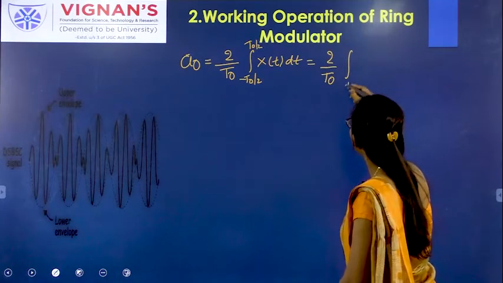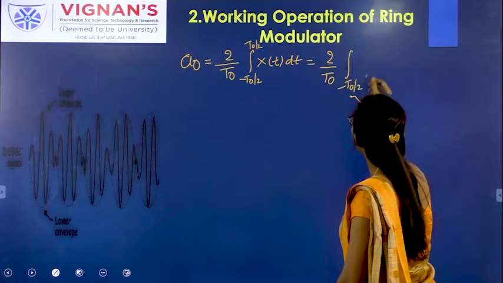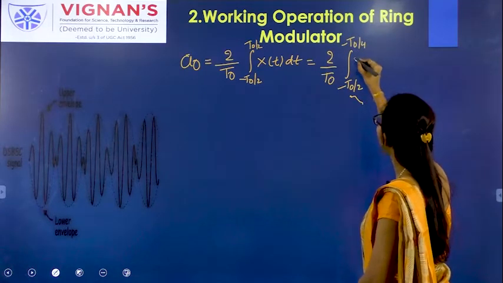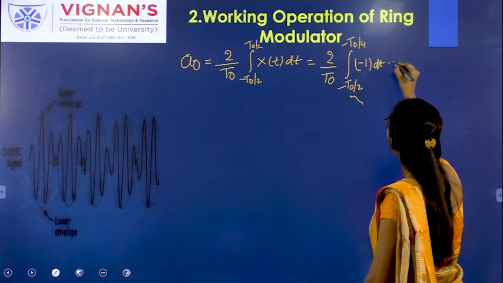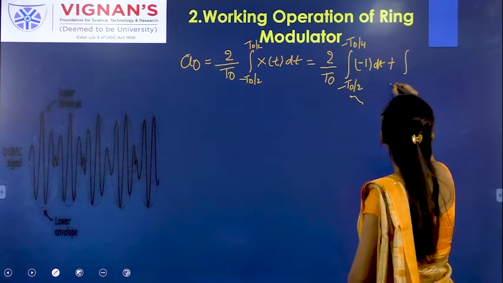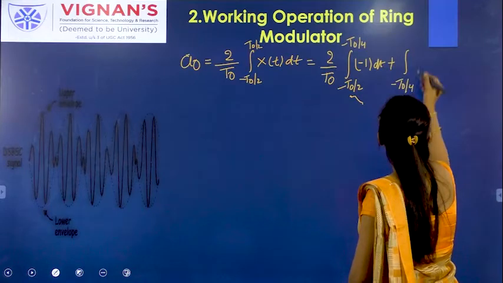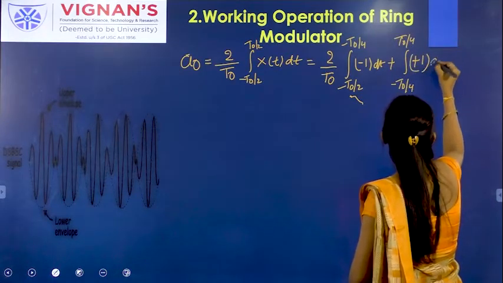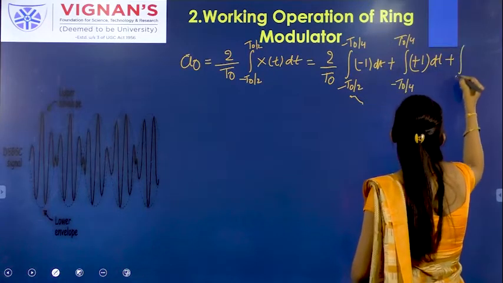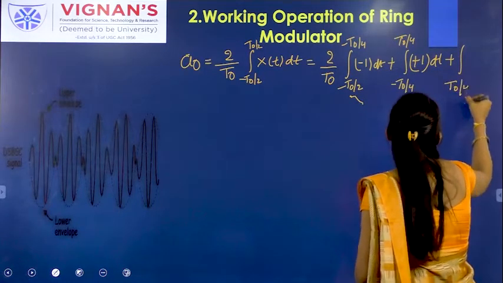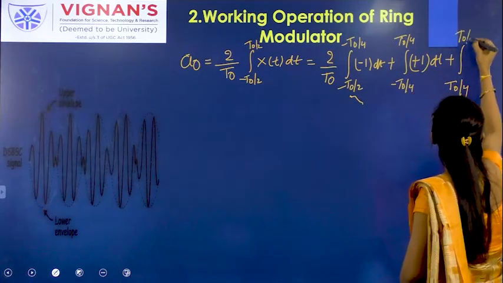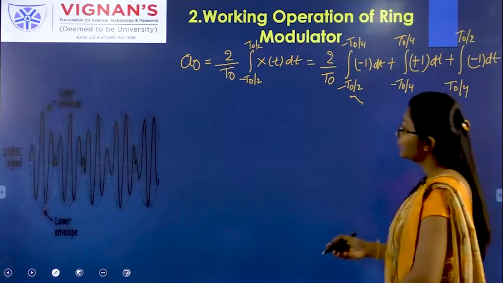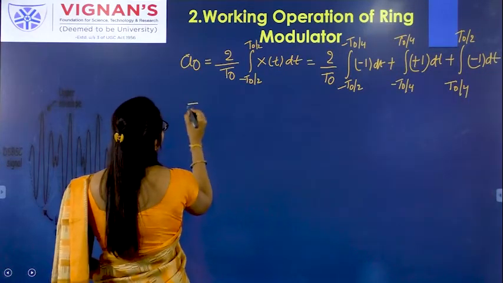So that's what I am writing here. One is the integral from minus t naught by 2 to minus t naught by 4, where the amplitude is minus 1, dt. Again plus the integral from minus t naught by 4 to t naught by 4, where the amplitude is plus 1, dt. Again plus the integral from t naught by 4 to t naught by 2, where the amplitude is minus 1, dt, right? So now simplify it.